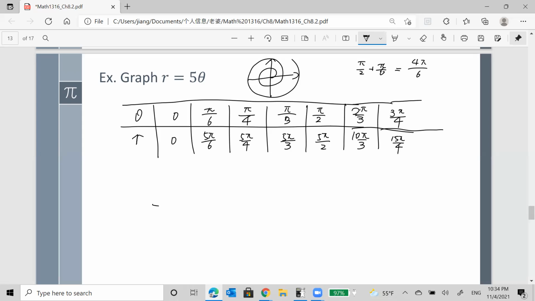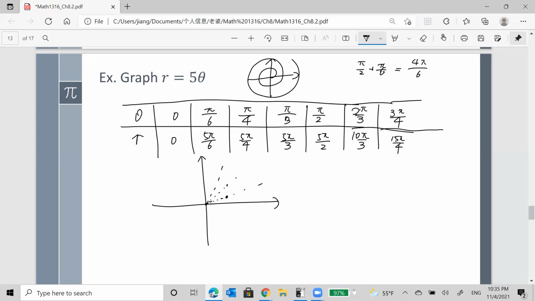So let's plot the point. The first one is 0. Second point, so angle goes first. So for example, this angle is 30 degrees, which is pi over 6. For example, here is 5 pi over 6. And then the next angle is here. So this value is greater than this way. So the next one is pi over 3.